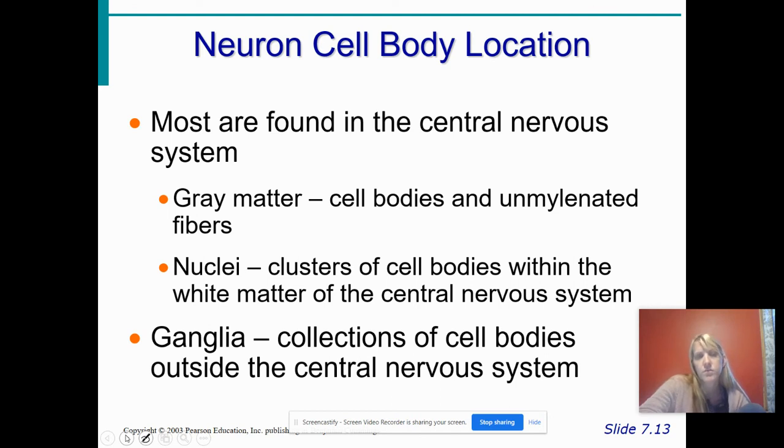Most neurons are found in the central nervous system. So that'd be your brain and your spinal cord. Gray matter, that's where the cell bodies and unmyelinated fibers are found. That's called gray matter. And the nuclei are clusters of cell bodies within the white matter. So basically the axon would make up the gray matter and the cell bodies would make up the white matter. And ganglia are clusters of nerve cells outside the central nervous system.